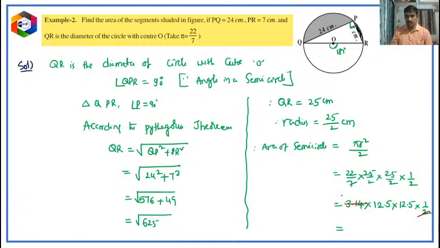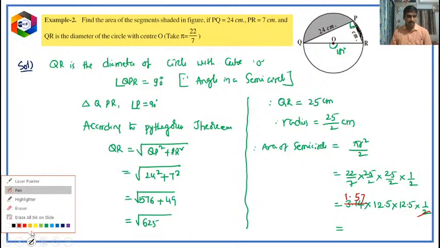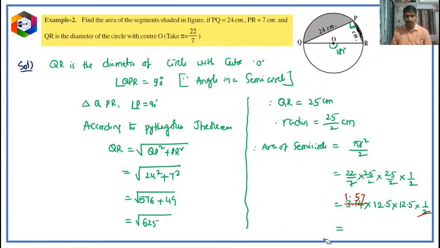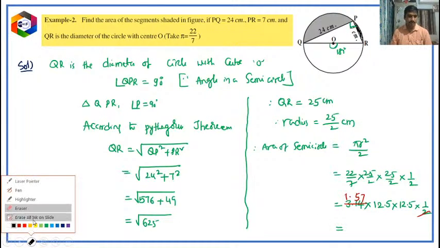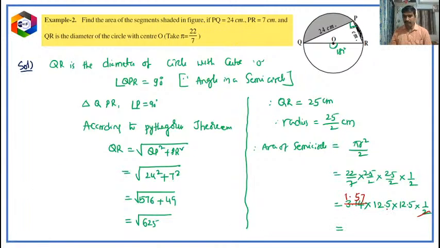So this is 1.57 into 12.5 into 12.5. Now let us multiply it. Can anyone give the answer, children? What is the value? Multiplication only. So 1.57 into 12.5 into 12.5.